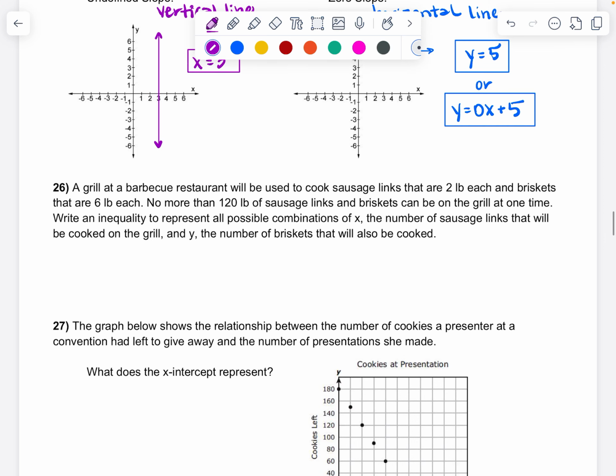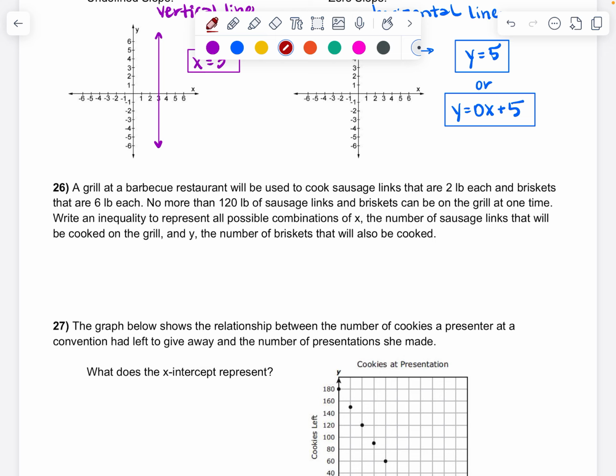All right, here we go. Number 26, a grill at a barbecue restaurant will be used to cook sausage links that are 2 pounds each and briskets that are 6 pounds each. No more than 120 pounds of sausage links and briskets can be on the grill at one time. Write an inequality to represent all the possible combinations of x sausages and y briskets.